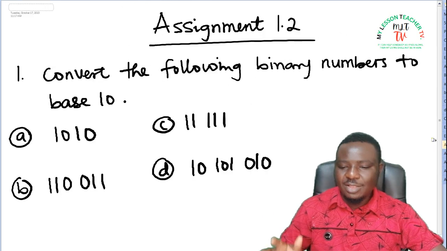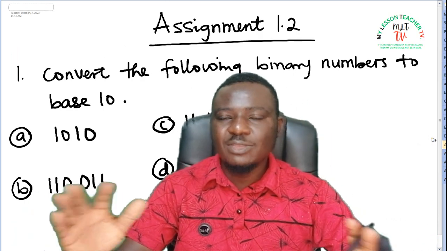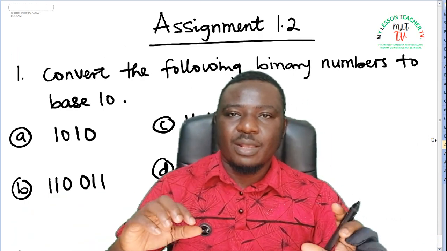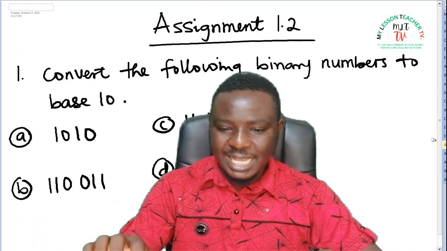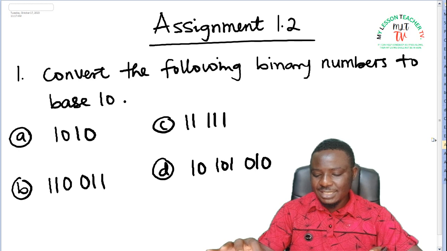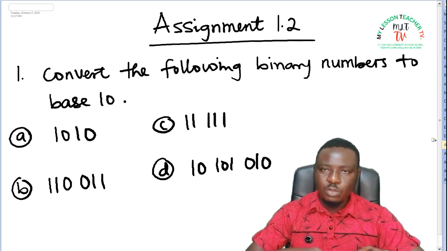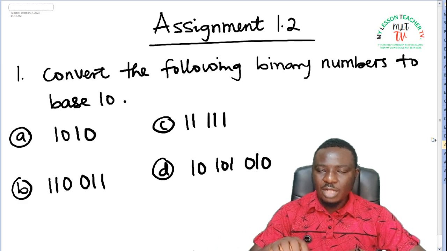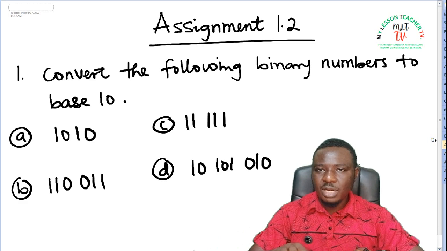That brings us to the end of today's class. In today's class, we have looked at how to convert numbers from other bases to base 10. And I shall be giving you this assignment. You shall convert the following binary numbers to base 10. This is all in base 2, so you have to convert them from base 2 to base 10. You are to use the expansion method and then use the multiplication method I gave you to confirm your answers.